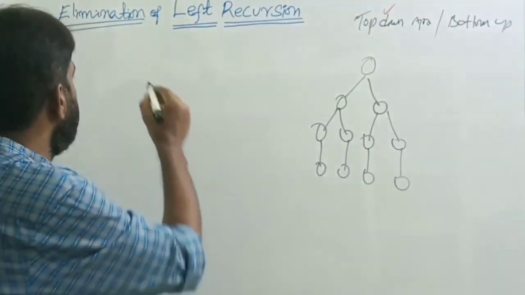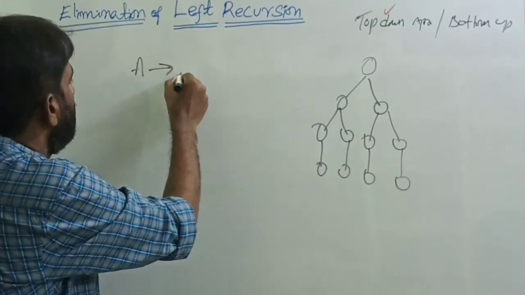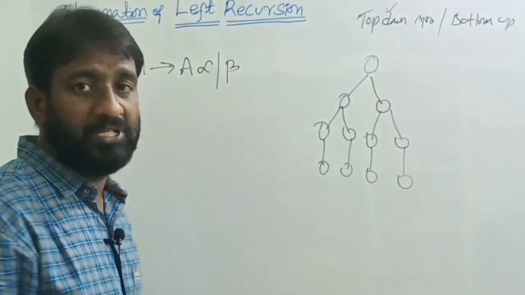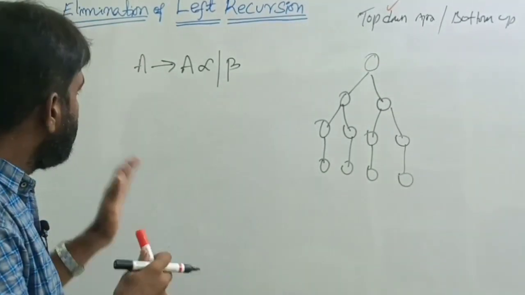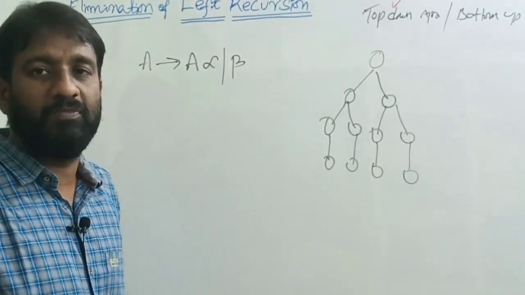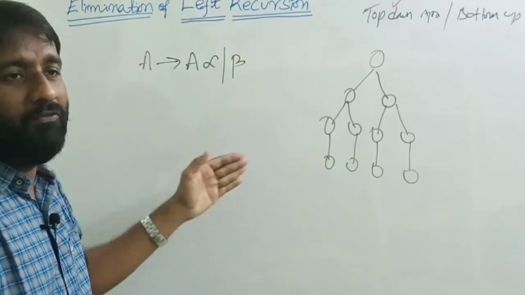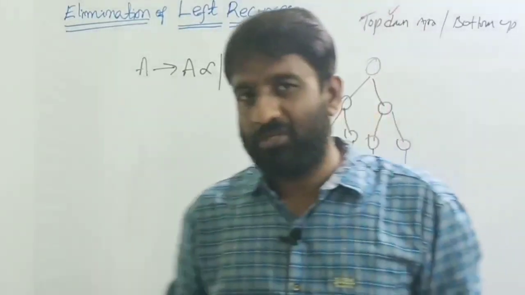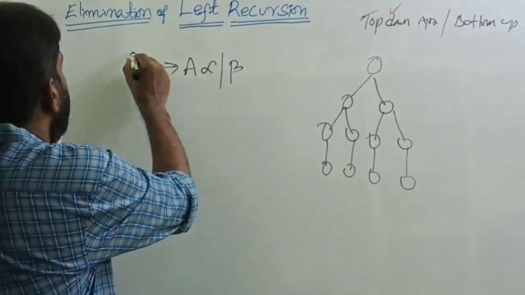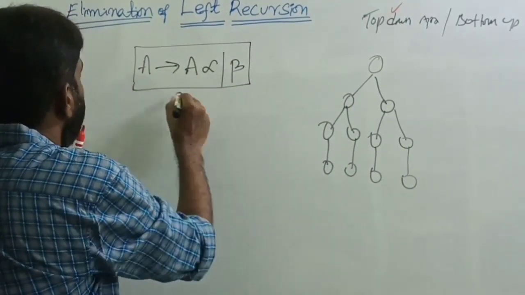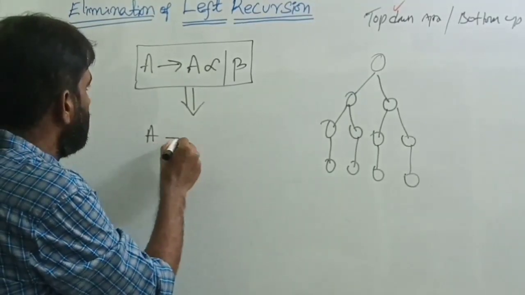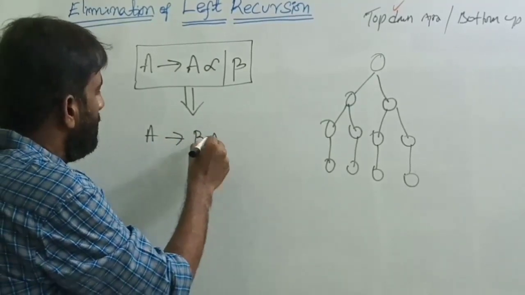Take the direct left recursion. So direct left recursion is A tends to A alpha slash beta. To remove the direct left recursion, we need to introduce one more non-terminal so that we can write the grammar without left recursion. Let me introduce a new non-terminal, A dash. We can write the same grammar without the left recursion like this: A tends to beta A dash.